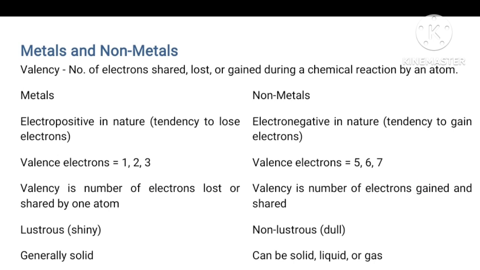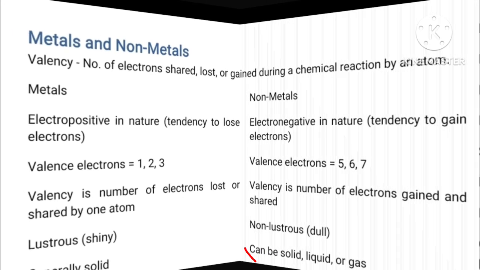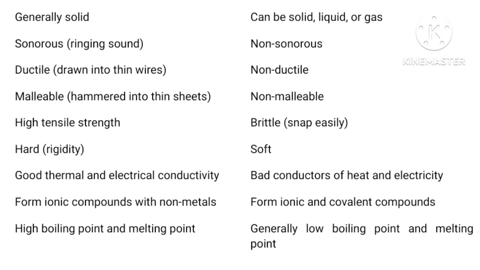Now moving on to the next physical property, metals are lustrous, that is they are shiny in appearance, whereas non-metals are non-lustrous, that is they are generally dull in appearance. Now metals, they generally exist as solids, whereas non-metals can exist as solids, liquid or gases. Moving on to the next physical property, metals are sonorous, they produce ringing sound, whereas non-metals are non-sonorous.